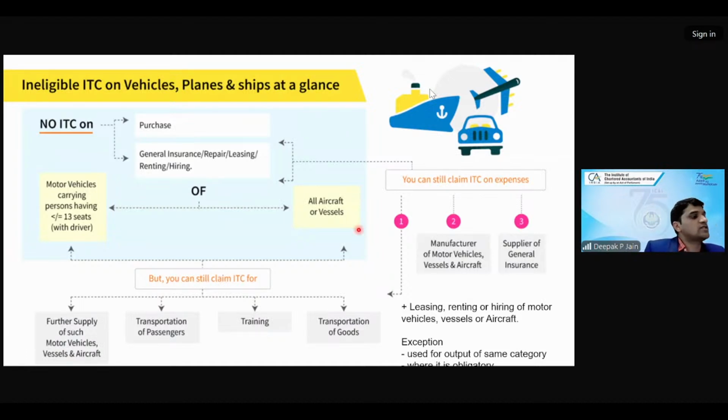That brings us to the question then, if it is obligatory and I purchase, I should get the credit, but unfortunately, they have not given that. They have specifically said that motor vehicles for transportation of persons having approved seating capacity of not more than 13, except when they are used for making the following taxable supplies: further supply, transportation of passengers, imparting training. So their statutory obligation doesn't come in. So if you're buying it, and even if there is a statutory obligation, that's why you bought it, still you will not get it. So you should always hire it. Only then you will get the credit when it is a statutory obligation.